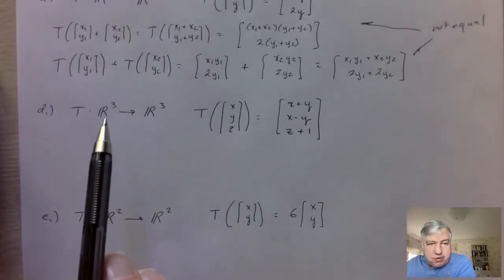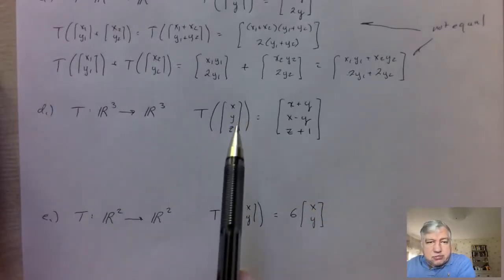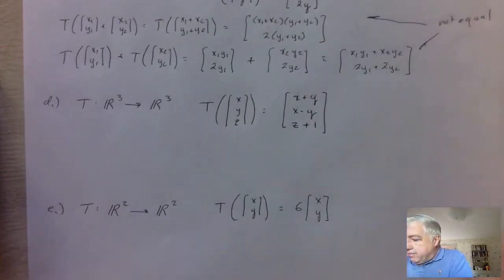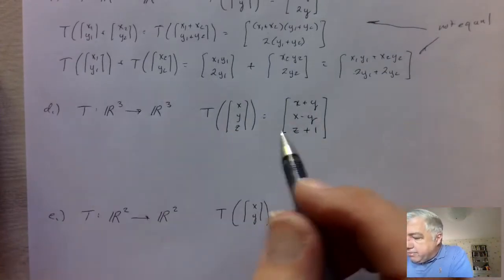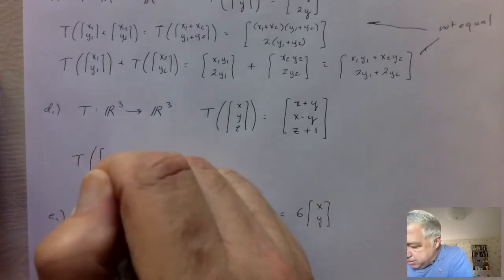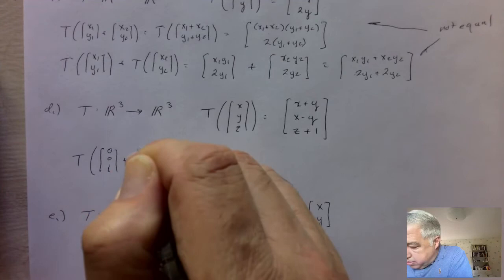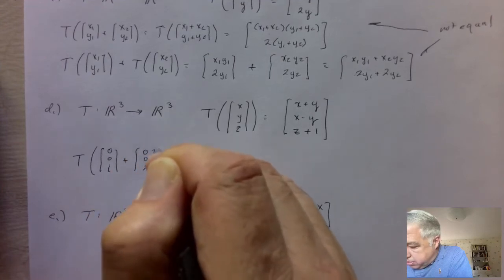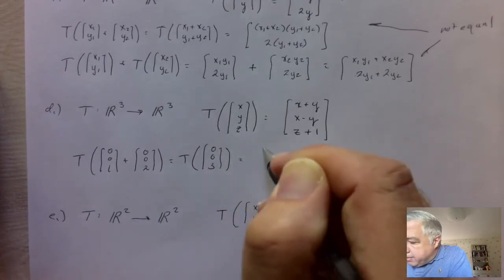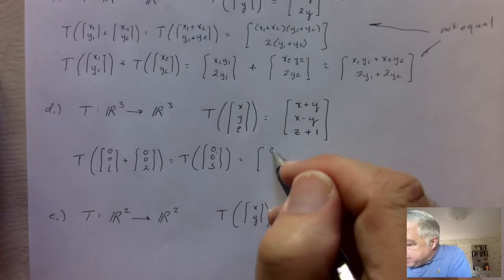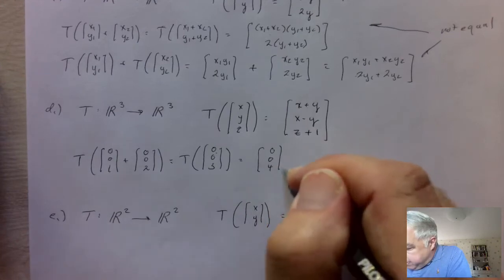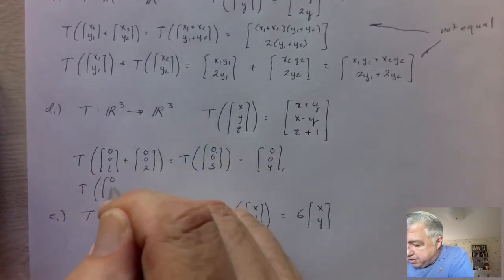T goes from R3 to R3 and sends the vector x, y, z to x plus y, x minus y, z plus 1. Let's just do that. Let's take the vectors 0, 0, 1 and 0, 0, 2, maybe. It's going to be T of 0, 0, 3. And the result will be, well, x plus y is 0, x minus y is 0, and this is 3 plus 1 is 4.